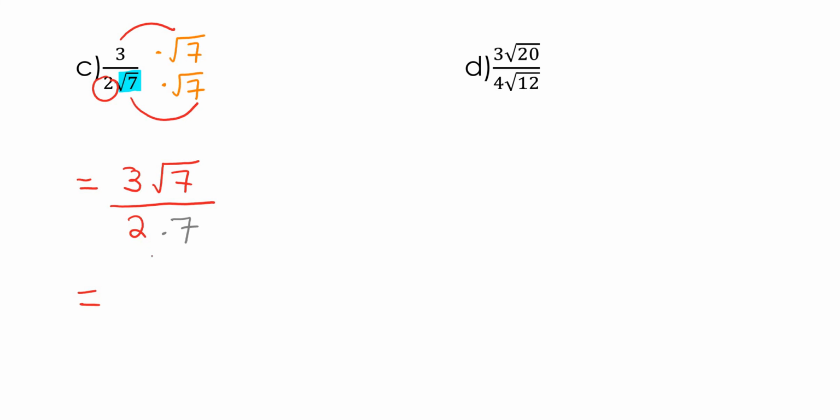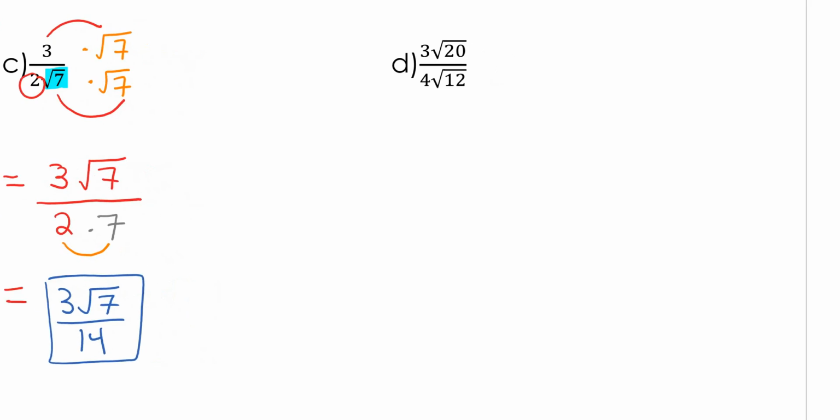And to finish off this question, I can multiply the denominators. So my final answer is 3 root 7 divided by 14. So 3 root 7 divided by 14 is my final answer for that question. Okay, let's move on to letter D.